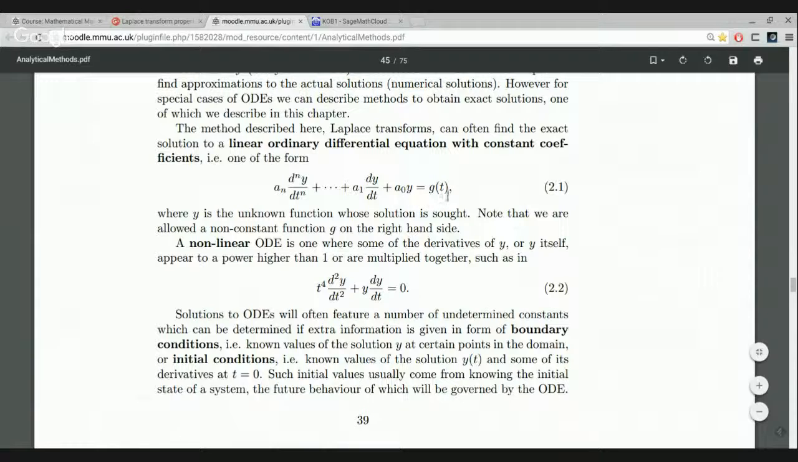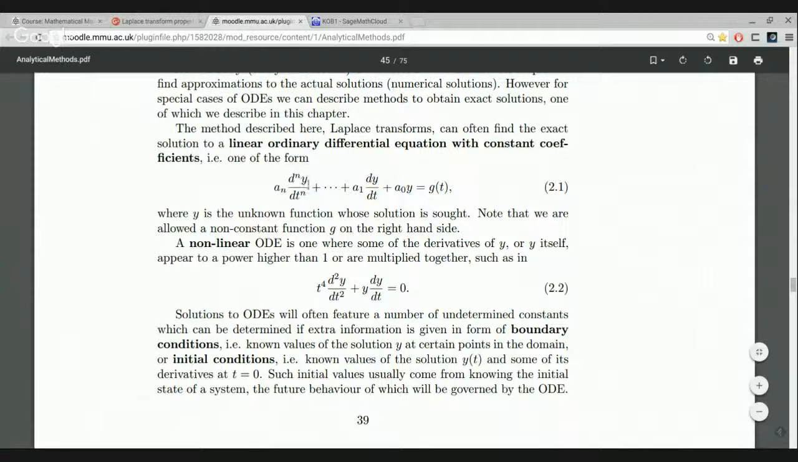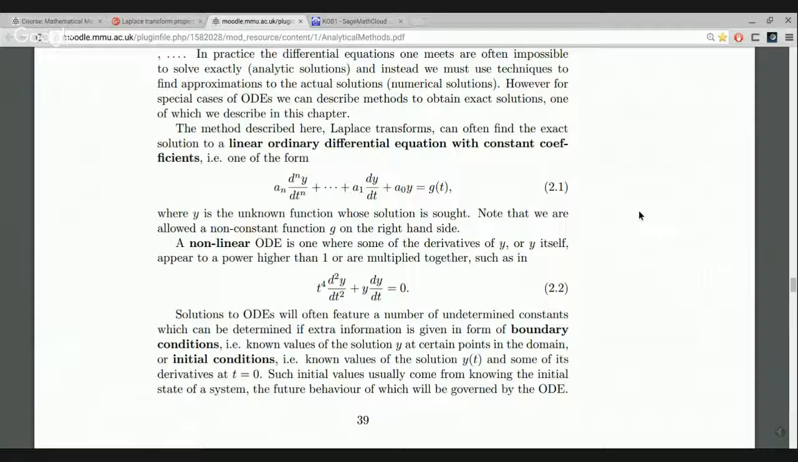But then we do have a non-constant term. The term in the equation which doesn't have a factor of y in it or any derivative of y, that g of t sitting there on the right-hand side, is allowed to be a non-constant term. That can itself be a function of the variable t. So these are the kind of things which we're going to be able to solve using the Laplace transform method for reasonable choices of the function g.